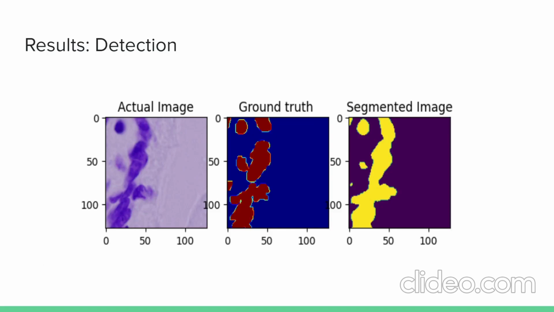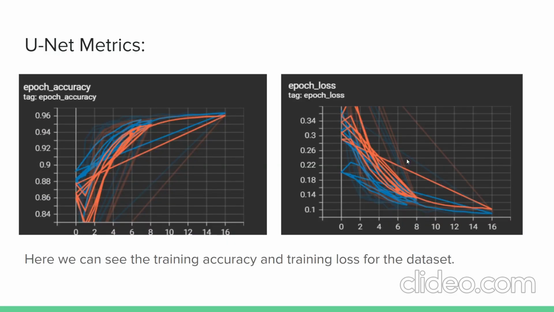These are the results that we got from our model. On the left, in the actual image, you can see the blue region corresponds to the nucleus of the cell. In the second image, we have the ground truth image. And on the right side, we can see the segmented image of the actual image. In the segmented image, we can see that it is very close to the ground truth. And these are the performance metrics. Here we can see that the model achieved an accuracy of about 96%.